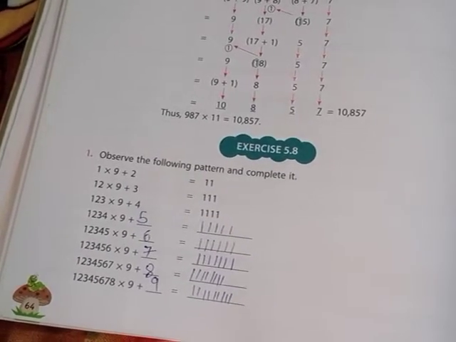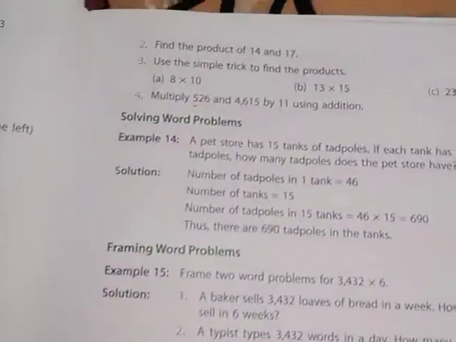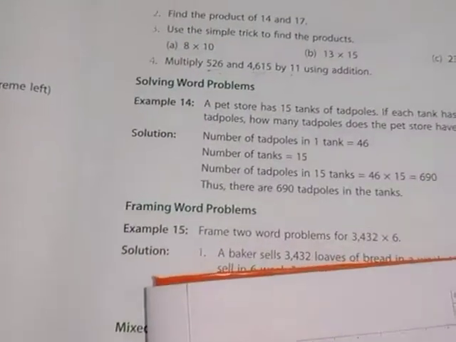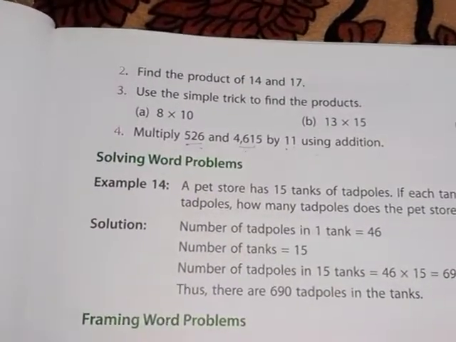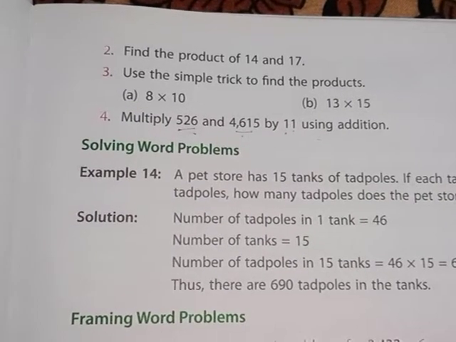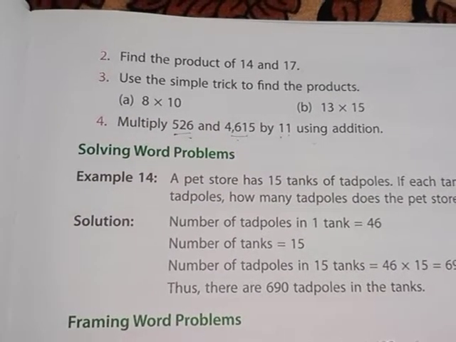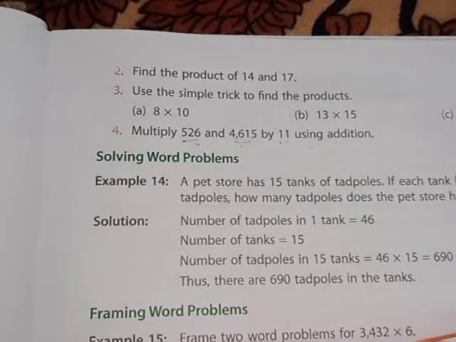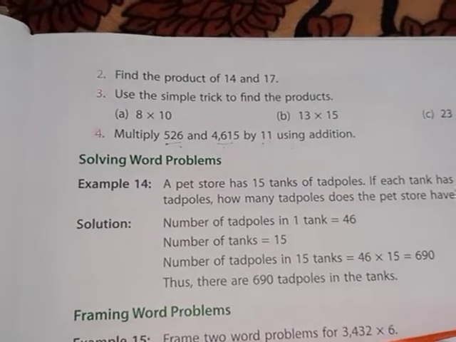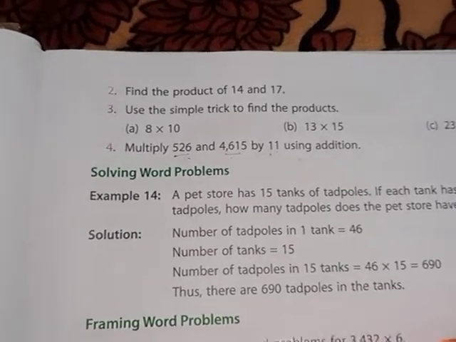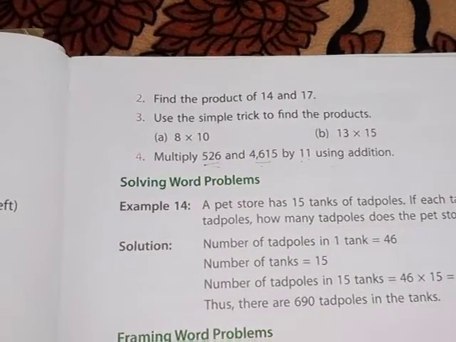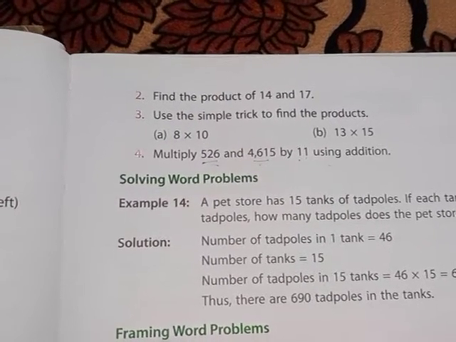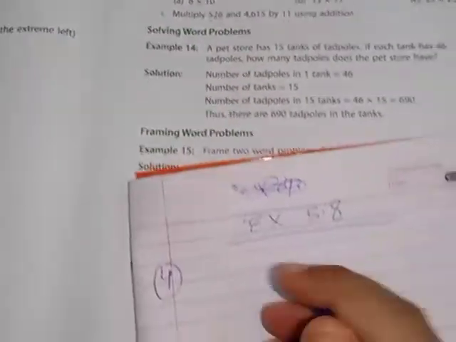Today in exercise 5.8 we discussed question number 4, which is given on page number 65. Question number 4 is: multiply 526 and 4615 by 11 using addition. Yesterday we studied a simple trick to find the product. Now, how do we find the product with addition? We will not multiply, we will do plus, and we have to find the product. So the plus method, I mean the addition method of finding the product, is as follows.